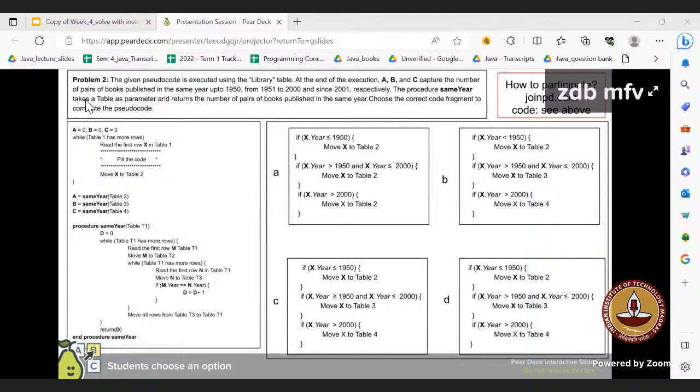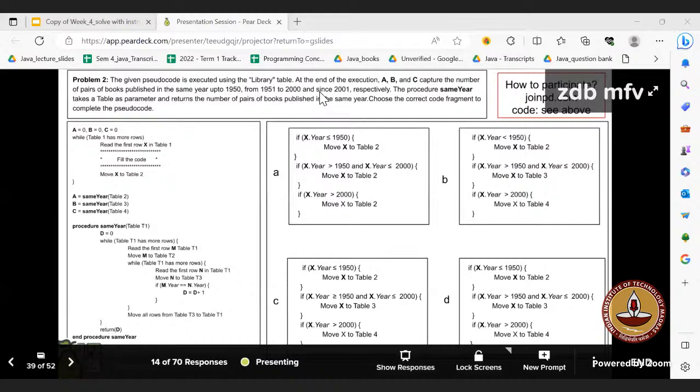So what is the question here? The pseudocode is executed using the library dataset. At the end of the execution, A, B, C capture the number of pairs of books published in the same year up to 1950, from 1951 to 2000, and since 2001 respectively. So A will be storing the number of pairs up to 1950, B the number of pairs from 1951 to 2000, and C the number of pairs published since 2001. The procedure same year takes the table as parameter and returns the number of pairs of books published in the same year. Choose a correct code fragment.